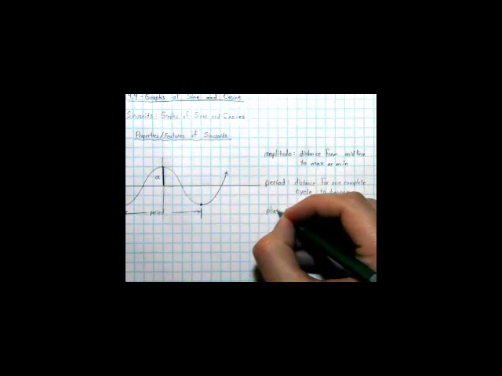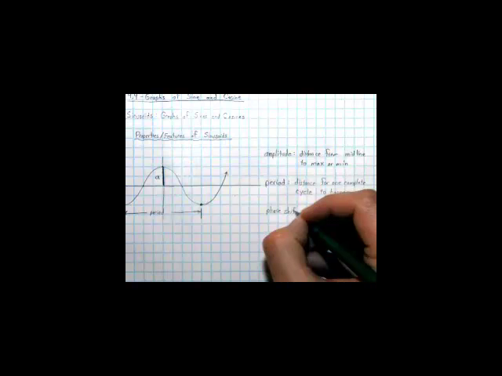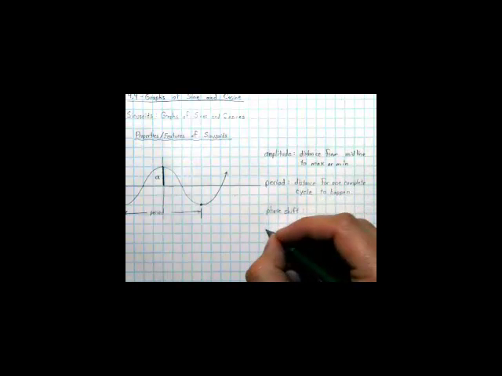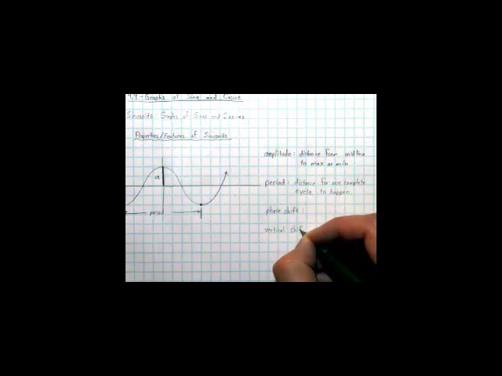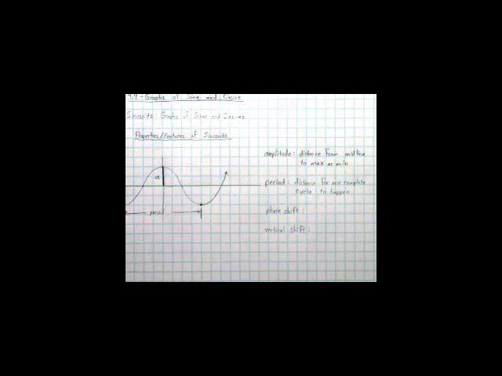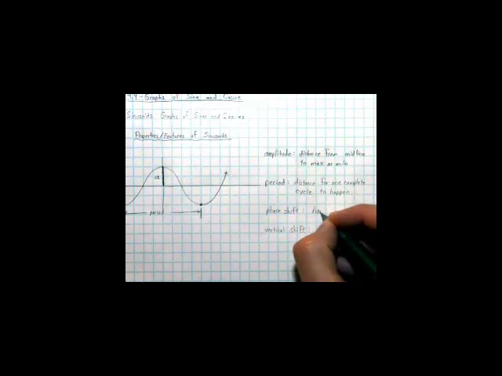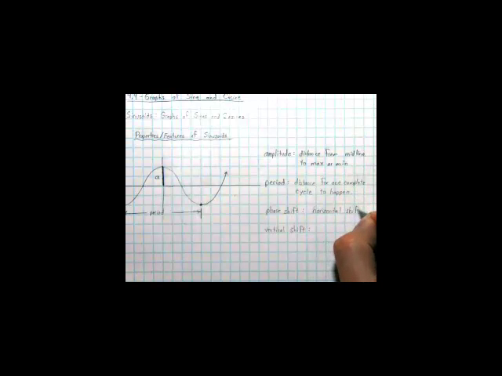Okay, phase shift and vertical shift are the other two. And these are just like what we've done before, okay? A phase shift is basically just a horizontal shift like we've done before. And a vertical shift is, well, a vertical shift. We've done those before too, right? Yeah.